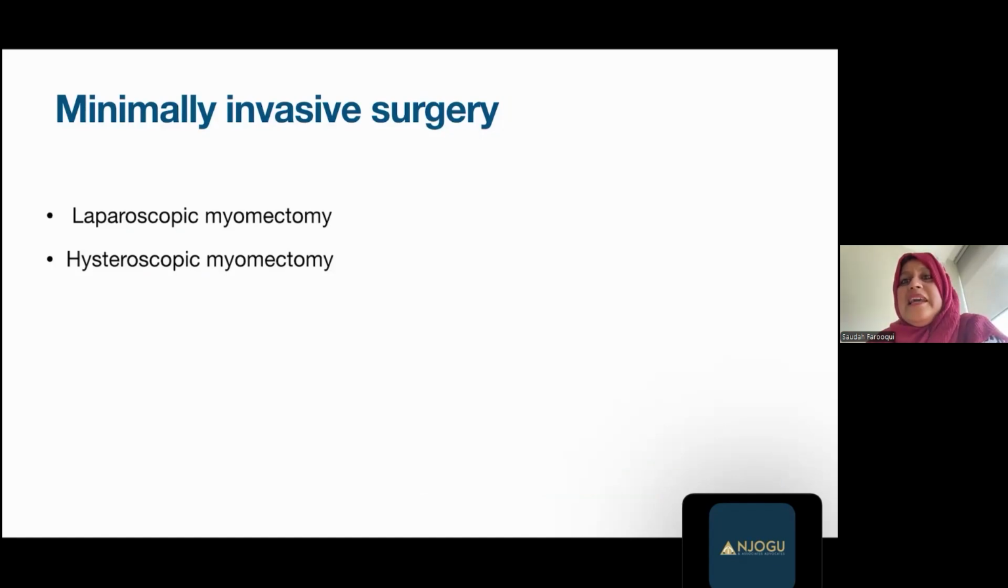We have the minimally invasive surgery, where we have laparoscopic and hysteroscopic myomectomy. Myomectomy basically means removal of a fibroid. Laparoscopic is another name for keyhole surgery, whereby we make an incision on your umbilicus, what we say kitovu, and we pass a camera through it. We have single port entry or multiple port entry, and single port entry is available in Kenya nowadays as well, where they just make one cut and introduce all the instruments through that one cut.